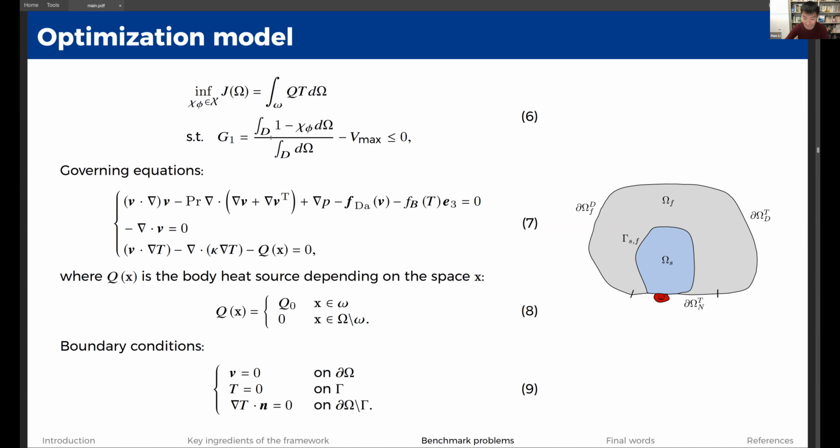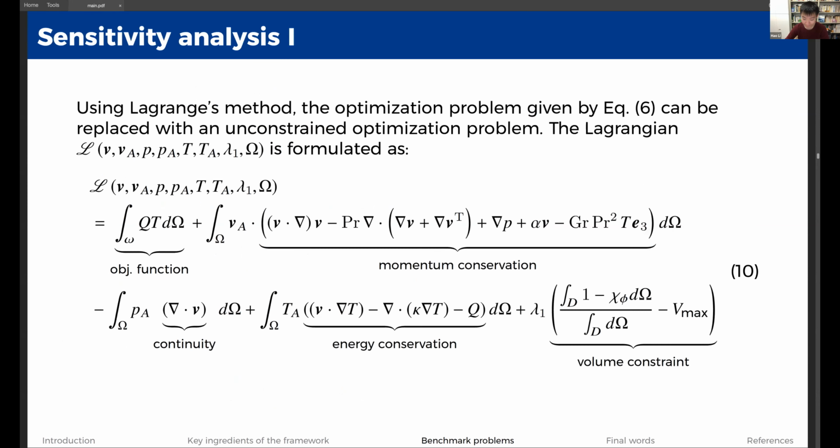Also, we have a volume constraint for the solid phase. The governing equation is full Navier-Stokes, which is strongly coupled with the energy equation through a Boussinesq approximation. Then we need to do the sensitivity analysis. We will not go into the details, but the basic workflow is quite easy.